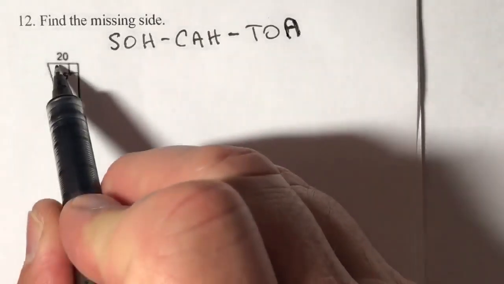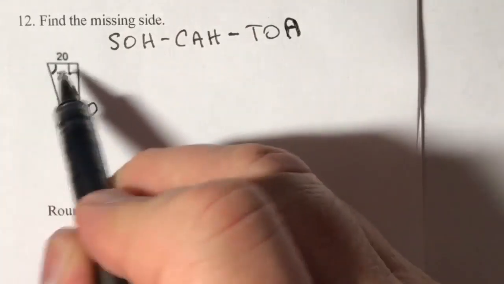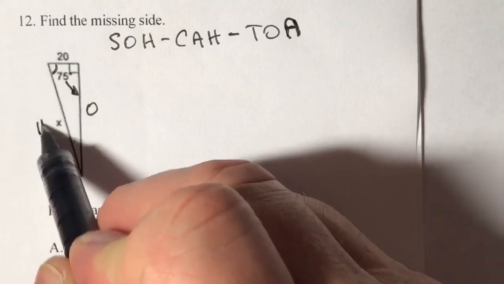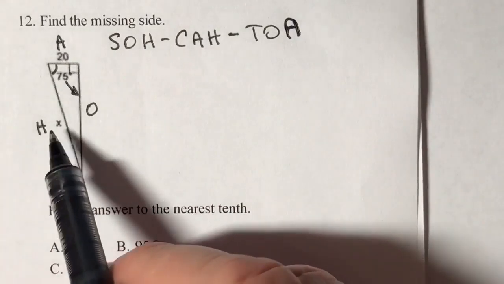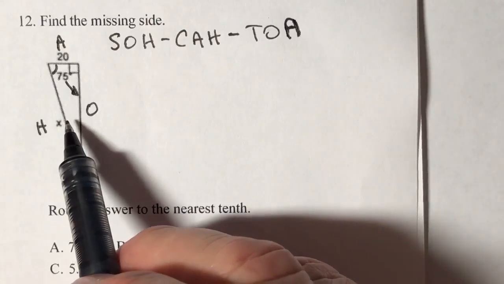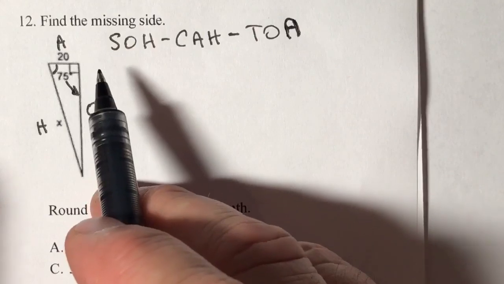Now, here's my angle, right? So point to the opposite side. So that's O. Here's my 90, that's H. This is A. Get these two letters, okay? Label those two sides, O and H, and then the third side is always A.